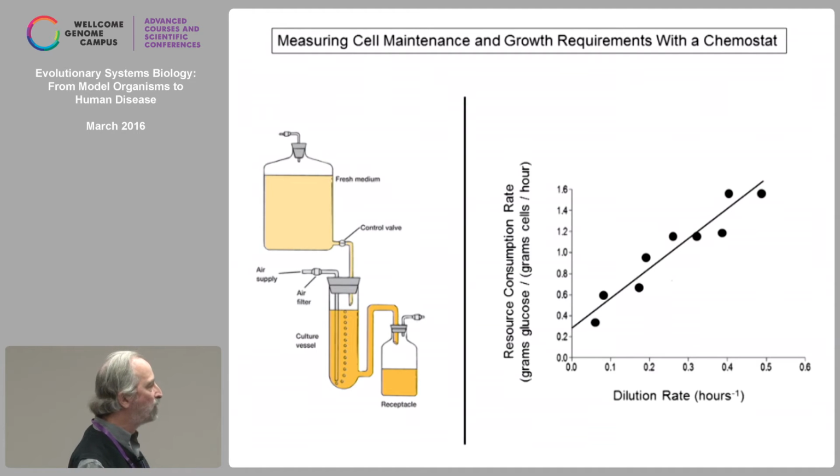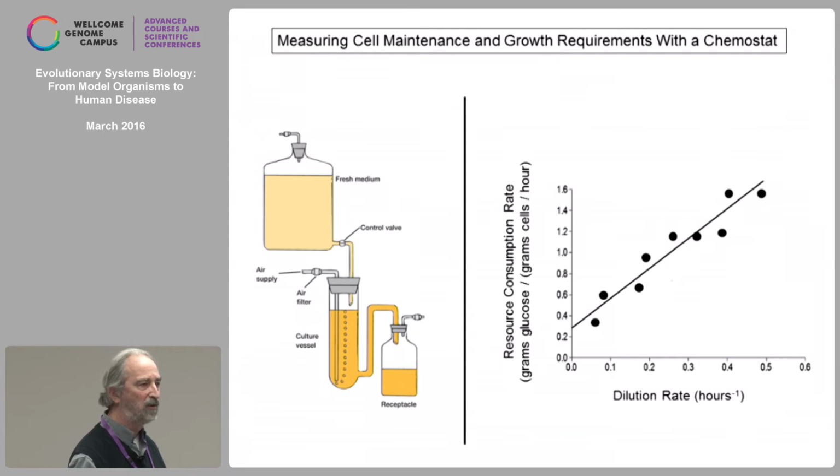And you know the amount of a nutrient here. You usually have a carbon source that's both the carbon and the energy source. You know the amount in there, you know the amount coming out, so you know the flow rate, so you know how much is being consumed. You know the number of cells in there, so you know the consumption rate of the resource per cell per unit time, and then you can plot this as a function of the growth rate of the cells.